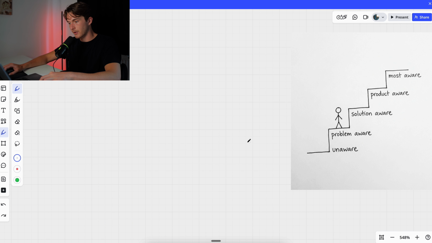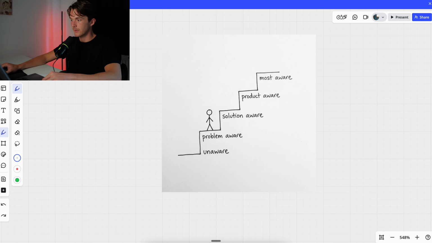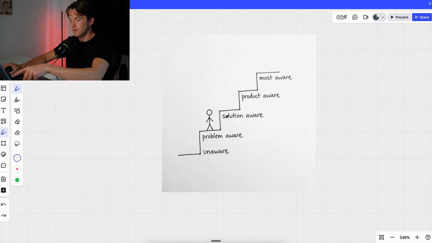But you need to spot where the customer is on this ladder. Most of the time, it's going to be solution aware or product aware, because most people have tried lots of solutions. They've tried lots of different products before. So let's say, for example, we're selling this red light mat. I'm going to take you through this and how I would think about it if I were actually to start and sell this. I'm going to take you through what I'm thinking in terms of the actual scripting, because like I said, the higher they are up on this level, the shorter the ad is going to be. And that's where I have to meet them at that stage.